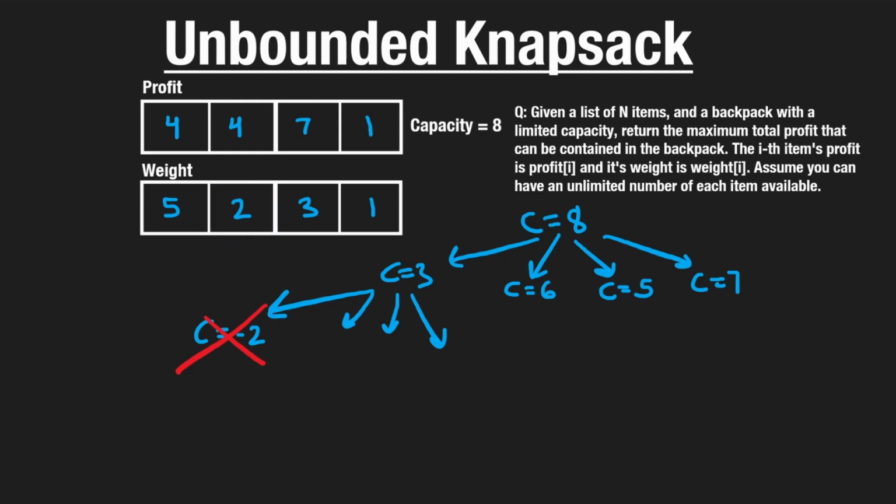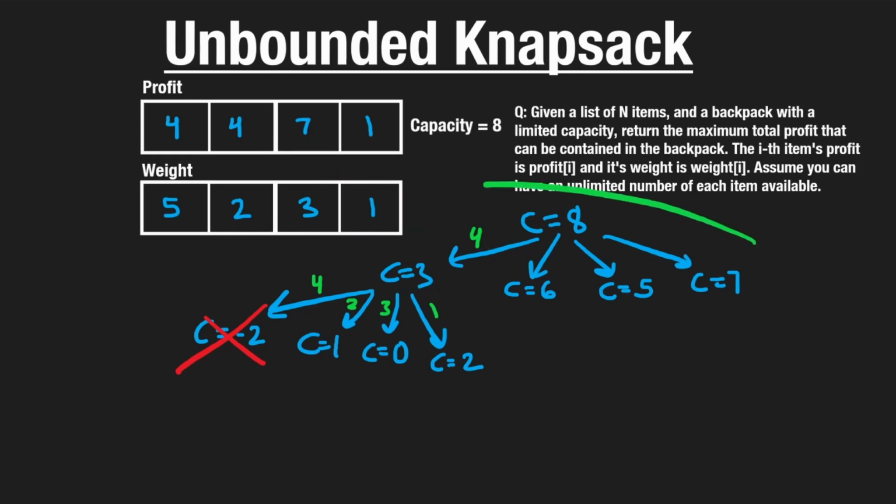We could choose the second item, which would leave us with a capacity of 1. We could choose the third item, which would leave us with a capacity of 0. And we could choose the fourth item, which would leave us with a capacity of 2. And for each of these, we would do the exact same thing, keeping track of the total profit. If we chose the first item, it would have given a profit of 4, but we couldn't do that. Here we would have gotten a profit of 2 from the second item, here 3 from the third item, and here 1 from the last item.